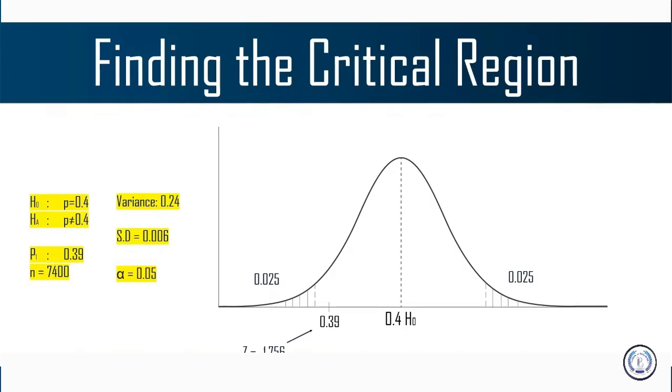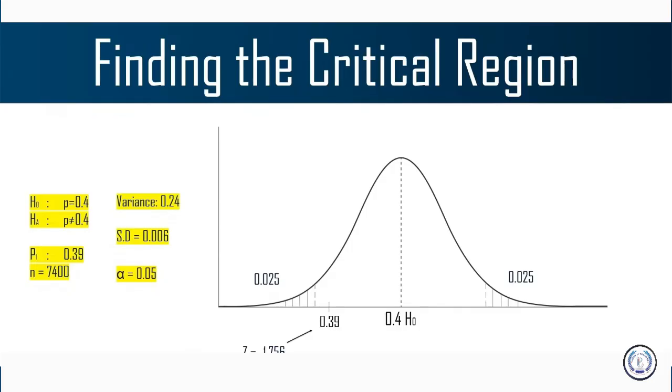On the basis of our evaluation of the critical region and the Z score, we have found that we can't reject the null hypothesis. Therefore, we can say that we haven't found enough statistical evidence to disprove the product manager's claim. So this is about finding the critical region.